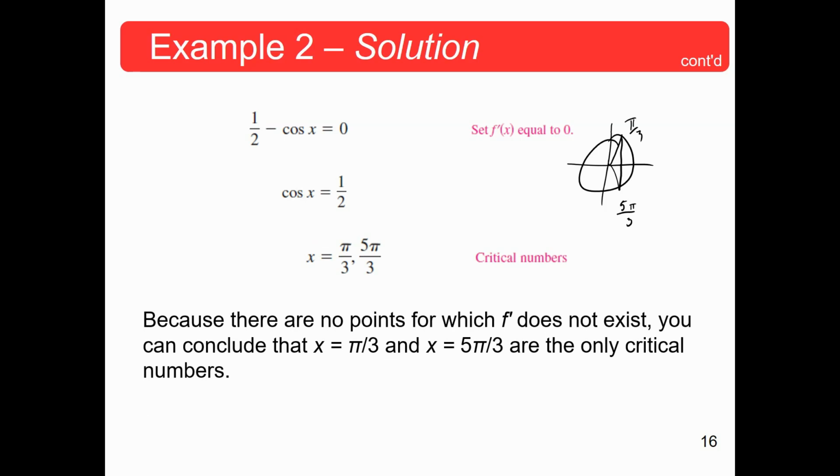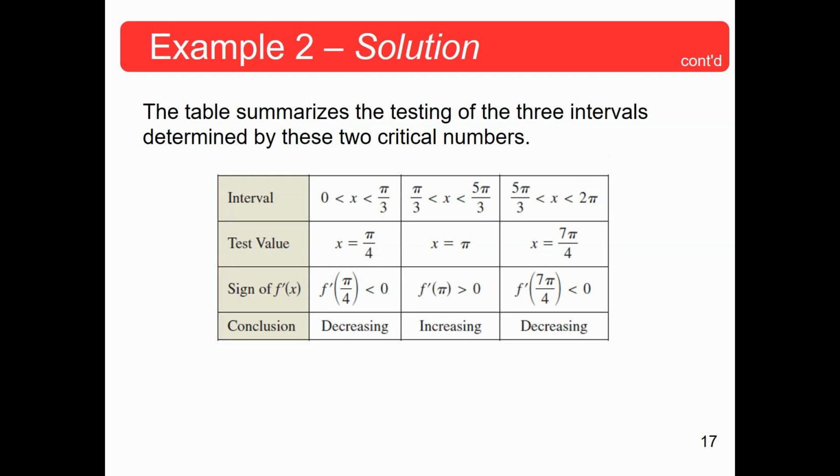So what are we going to do? We're going to make test points. You can see this as a table, but I don't tend to like tabular methods for this. I think the number line is much more effective. Let's look at these intervals and then look at our tests, and you can see which one you like better. Our critical numbers are pi over 3 and 5 pi over 3. Remember, we're on a specific interval from 0 to 2 pi.